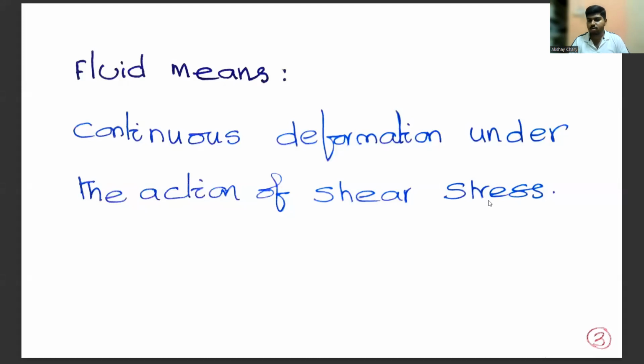How does the shear stress act on the fluid? For example, air. When you observe the water in the sea, you can see a lot of deformations due to air. So these are the shear stresses. Air is acting as shear stress on the seawater, right? So this is a perfect example for that.